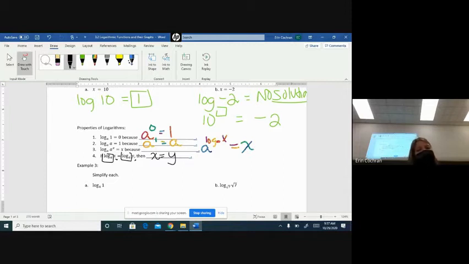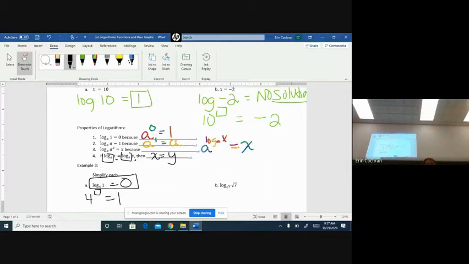All right, so go ahead and simplify. Log base 4 of 1, what does that equal? So this is asking 4 to what power equals 1? It is 0. So that would equal 0.